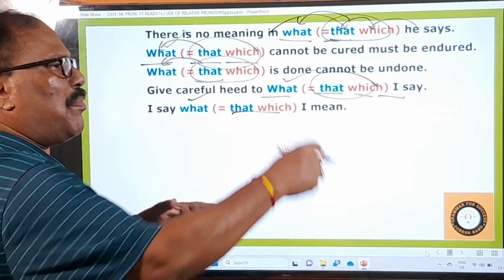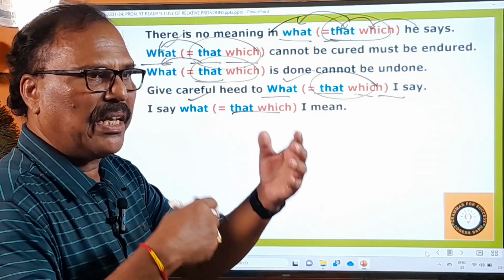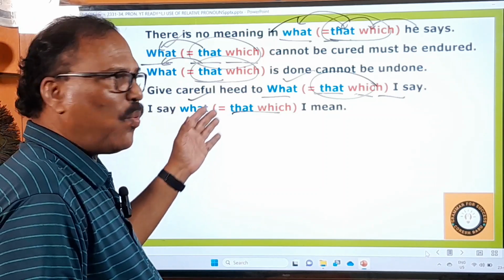It is a roundabout way to say that. I say that which I mean. It is somewhat a roundabout way. So instead of this, we had better say, I say what I mean.